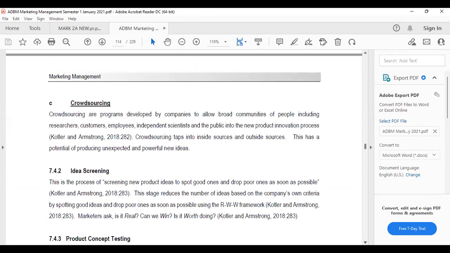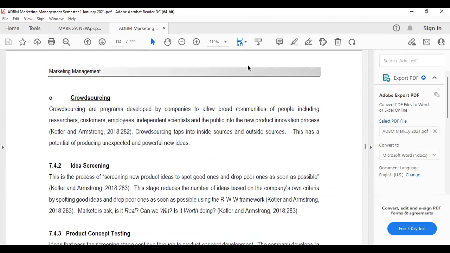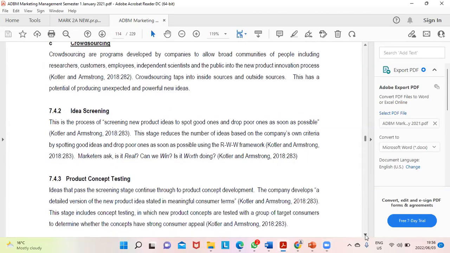You can now see that it is there in the study guide. Let's go back to our Word document. Right here. Okay, what have I done here?